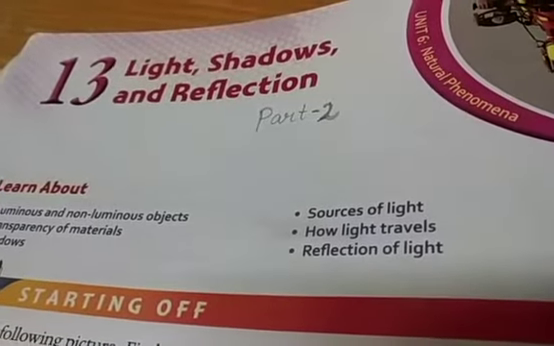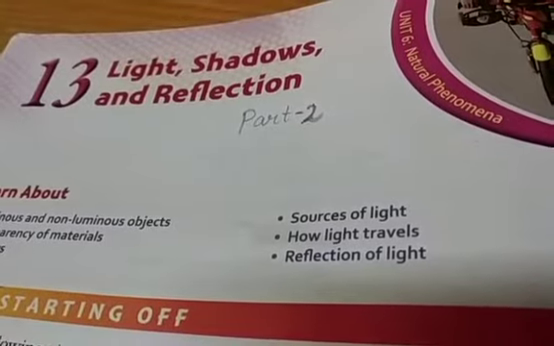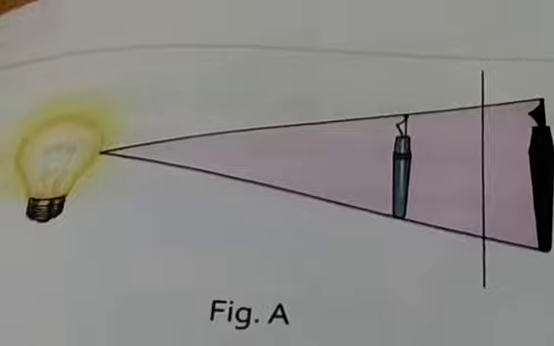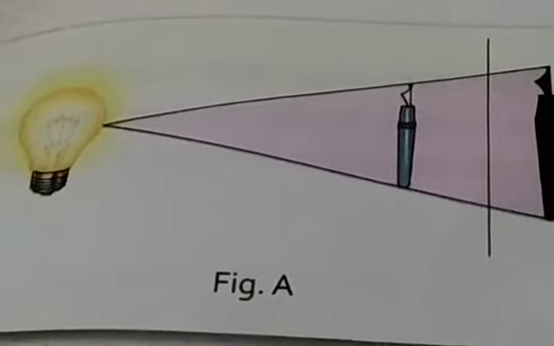So today we are going to continue with our topic, that is light, shadow and reflection. We were learning about the shadow, how it is formed. Now let us do an activity here.